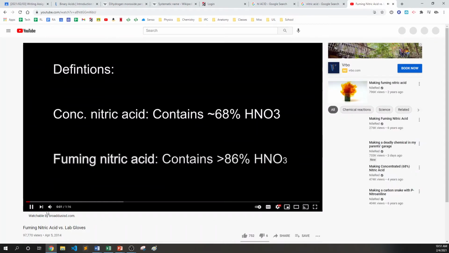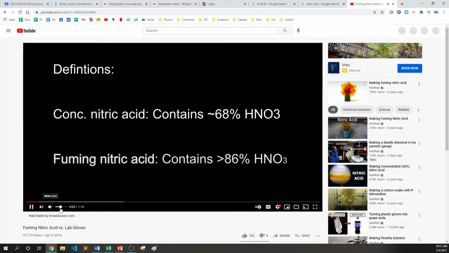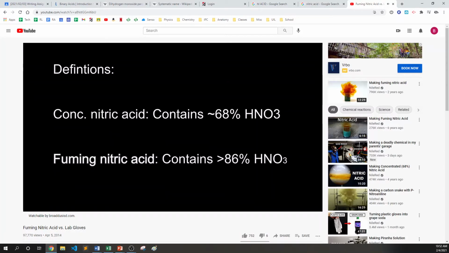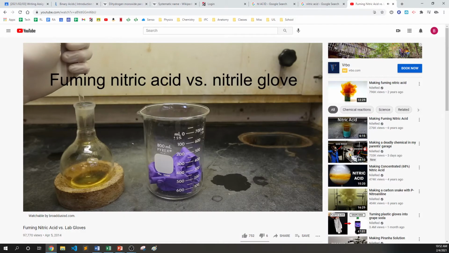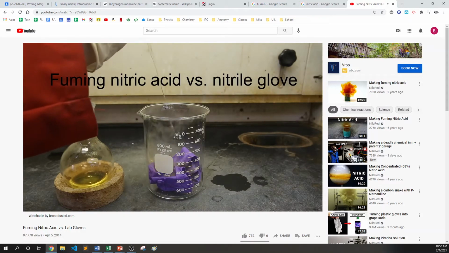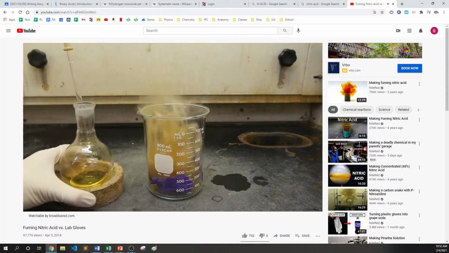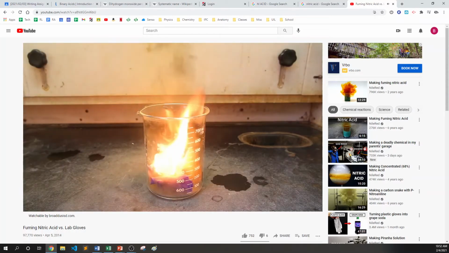I'll start off with just 2 quick definitions. Concentrated nitric acid is common and available in most labs and is about 68% nitric acid. Fuming nitric acid is not nearly as common and it contains at least 86% nitric acid. First, about 1 milliliter of fuming nitric acid is sprayed onto a nitrile glove, which quickly bursts into flames.